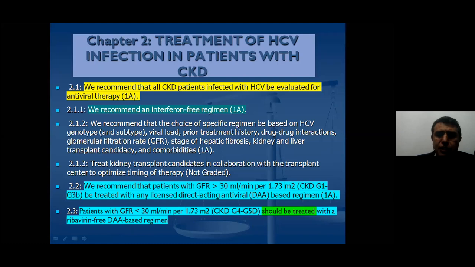They recommend using an interferon-free regimen because of the hazards of interferon, especially in renal patients. They recommend treating even patients with GFR more than 30 with other drugs as general practice. And in advanced CKD with GFR below 30 ml per minute, patients should be treated with a ribavirin-free, interferon-free DAA-based regimen. So what about patients with nephritis?